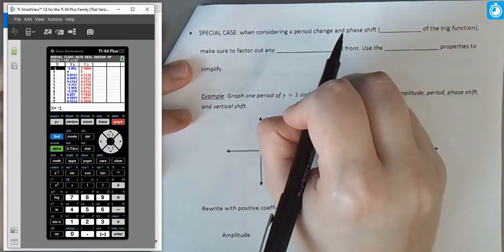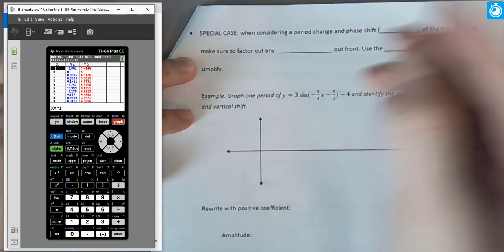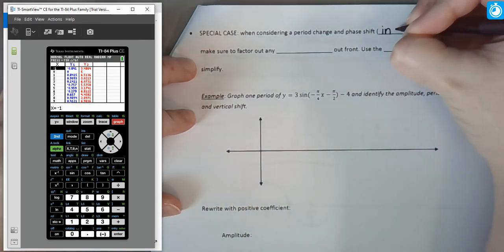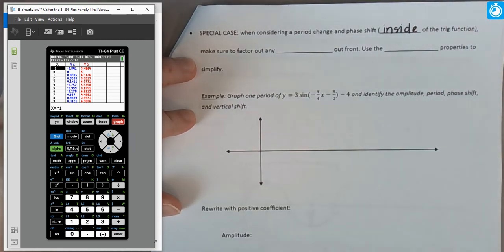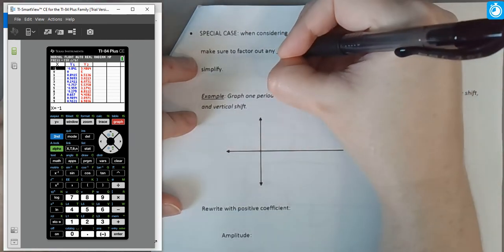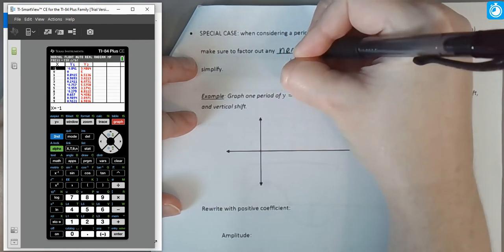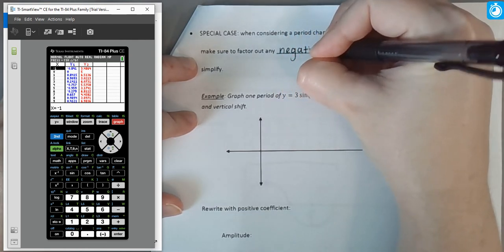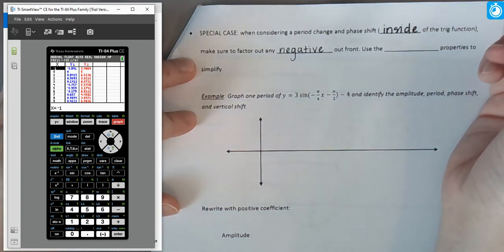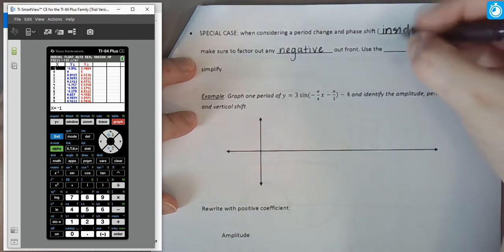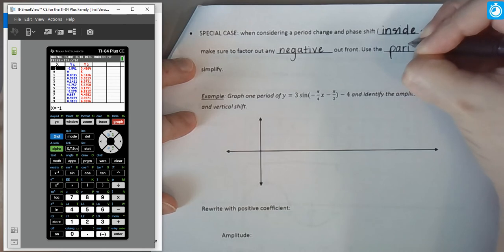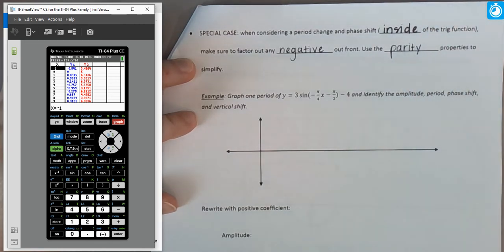So when we consider a period change and a phase shift, in other words, transformations that are inside of our trig function, we want to make sure to factor out any negative that's out front of the value b. Specifically factor it out of the two terms inside of the trig function. And then you're going to use the parity properties to simplify this situation with the negative.